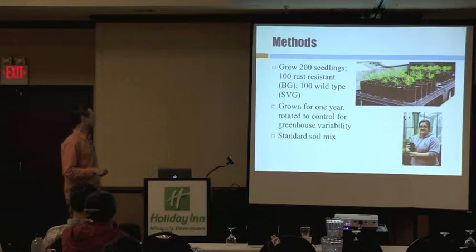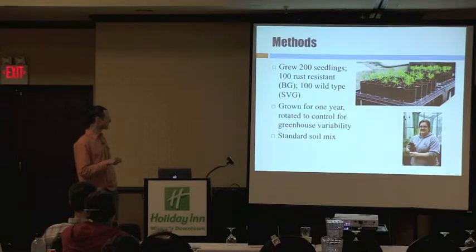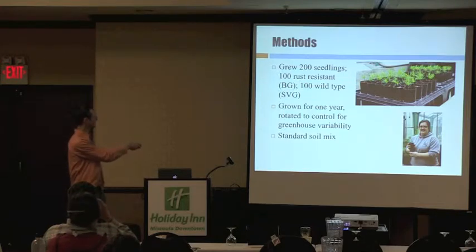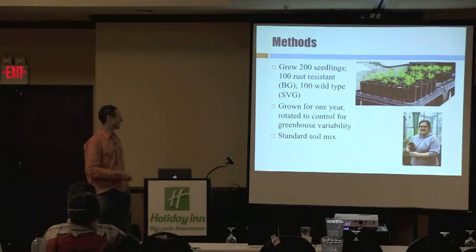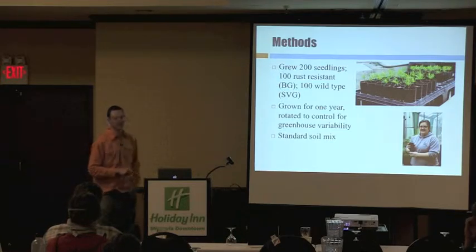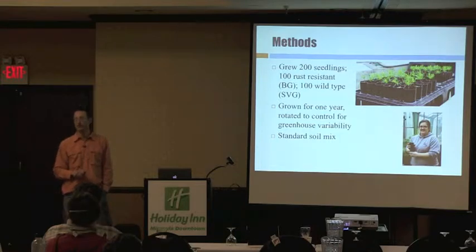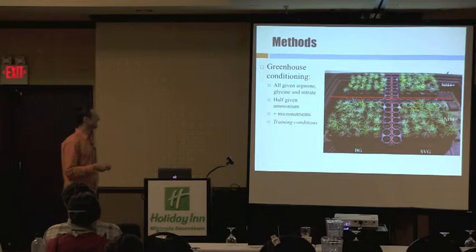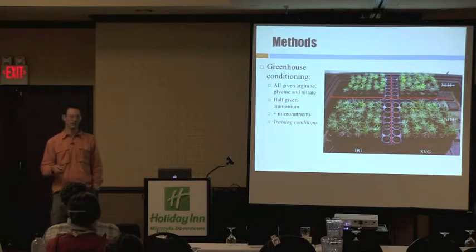Methods. We grew some seedlings at the University of Montana. We grew 200 seedlings: 100 of the rust-resistant, or BG, as you'll see in the rest of this, and 100 of the wild-type Swan Valley genotype. I grew them for a year. That's Emily Stark. She managed the greenhouse and was really helpful at the forestry department at U of M. And we trained these seedlings in certain conditions for the whole year they were grown there.